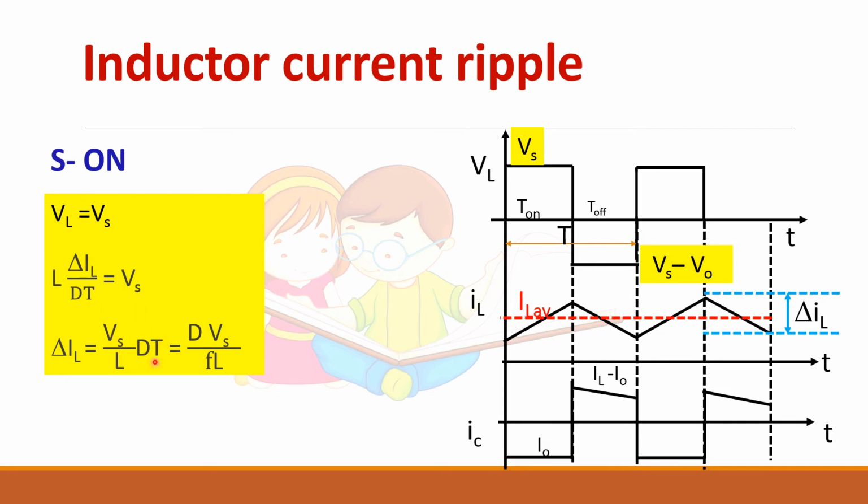Instead of T you can write 1 by F, because we talk about frequency when we design the inductor. So we specify T as 1 by F. So the current ripple is equal to dVs divided by FL, or the ripple is inversely proportional to the inductance. So if you increase the inductance you can reduce the ripple, and it is always desired to have a low ripple in the inductor current waveform.